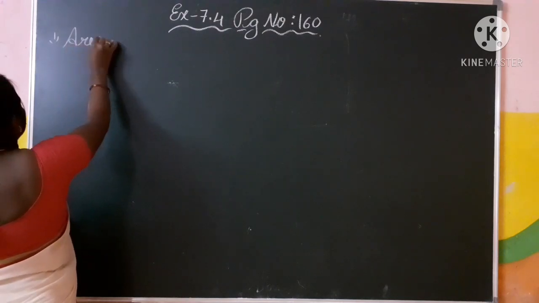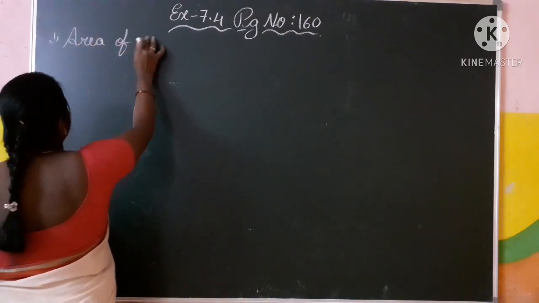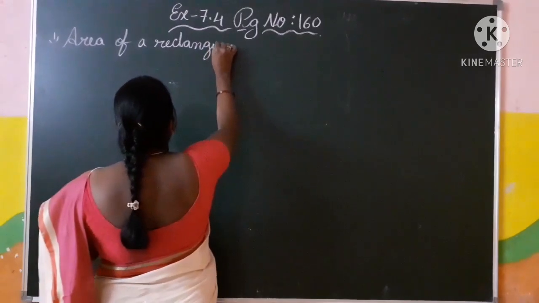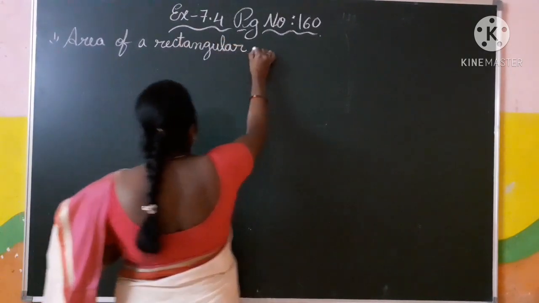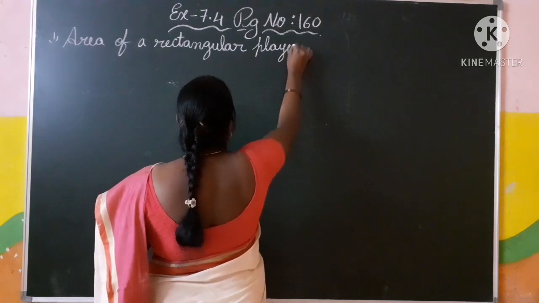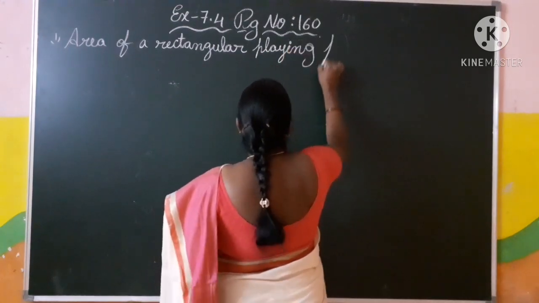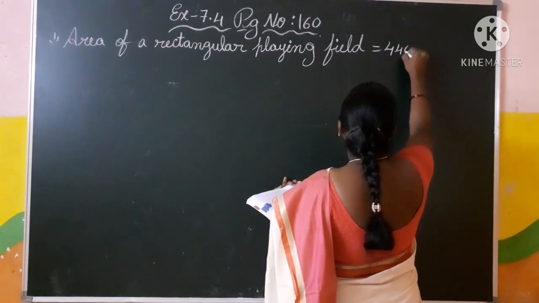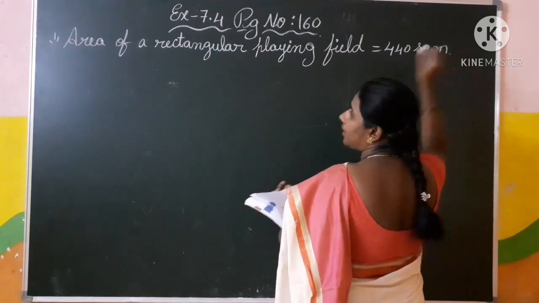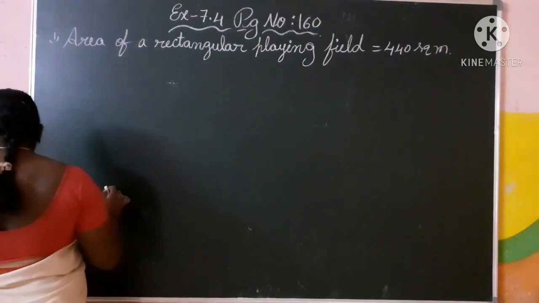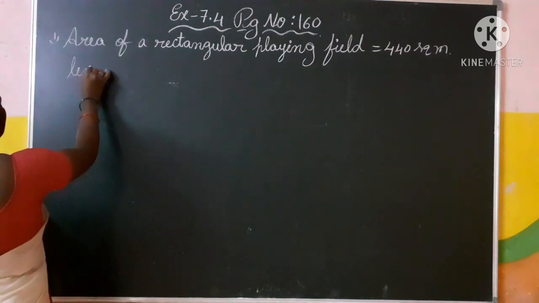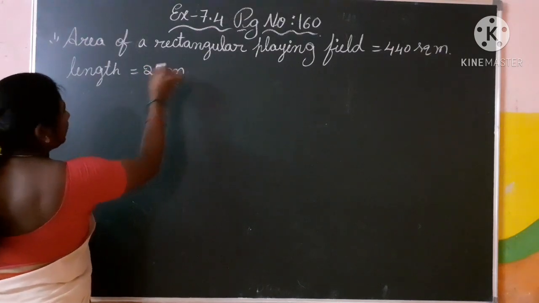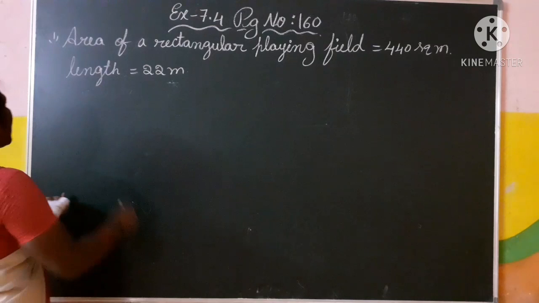So, area of a rectangular playing field is equal to 440 square meters. They gave the length. Its length is equal to 22 meters. We have to find its breadth.